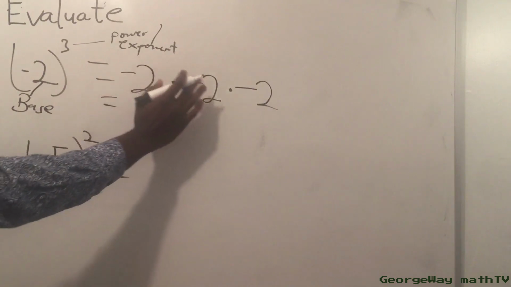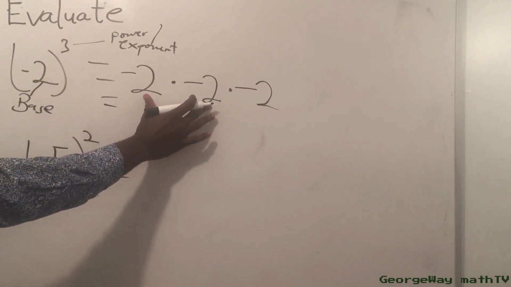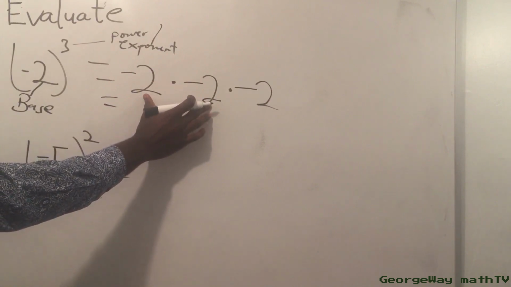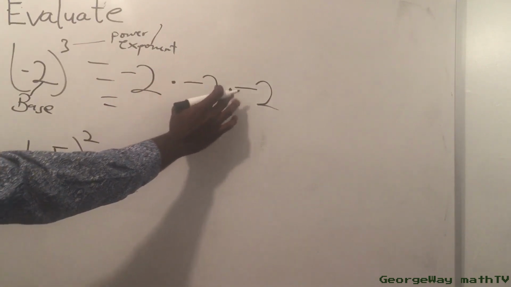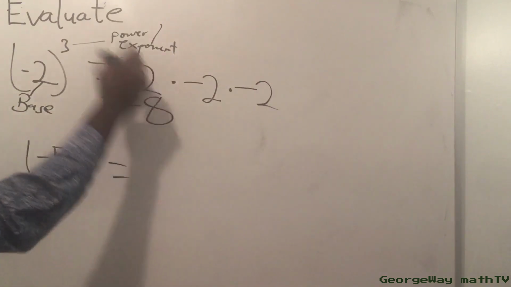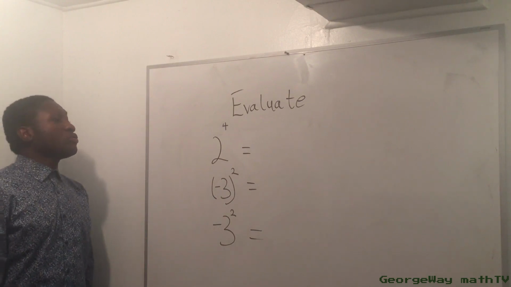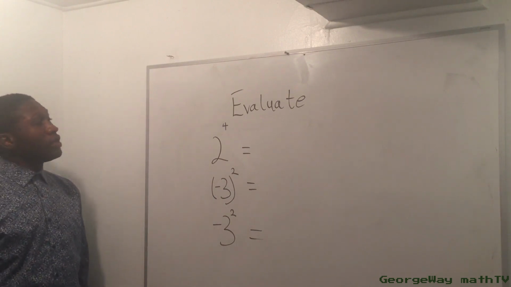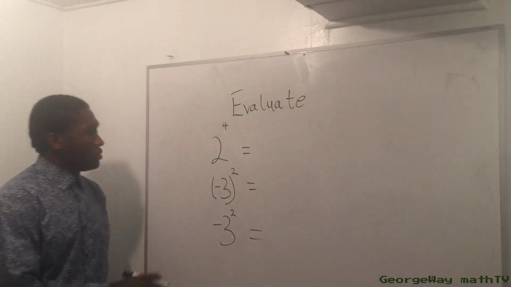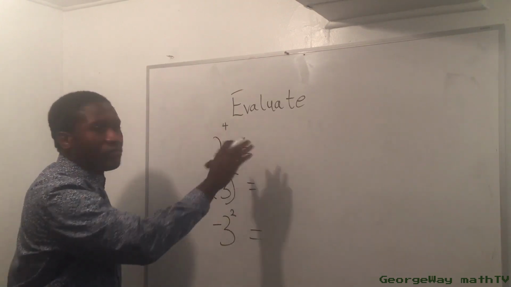So this is 3 times, and then you just multiply it. -2 times -2, negative times negative, we learned that it should give you a positive, right? So you have +4. And then +4 times -2 is what? -8. Really? So you're gonna give me these easy questions like that? Alright, let me just finish this in 20 seconds.